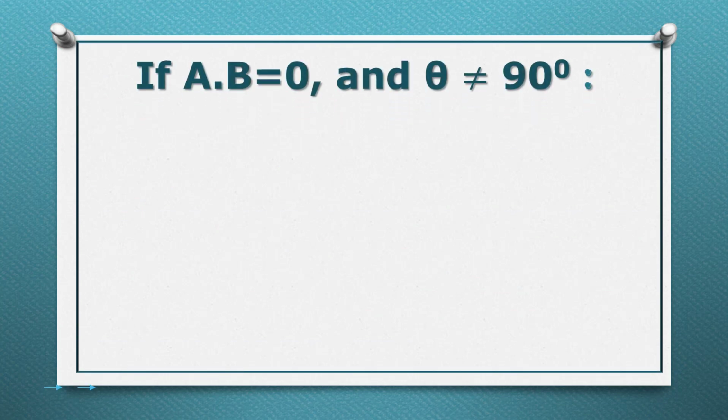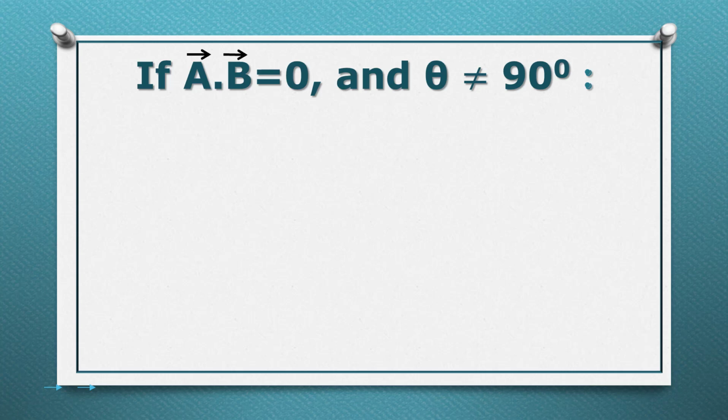Okay, so if we consider another case in which the dot product is equal to 0 and theta is not equal to 90 degrees. In the previous lecture we discussed that if the dot product is 0, it means that the two vectors must be orthogonal. But what if the condition is given that the dot product is 0 and those two vectors are not perpendicular to each other? Then what does it mean?